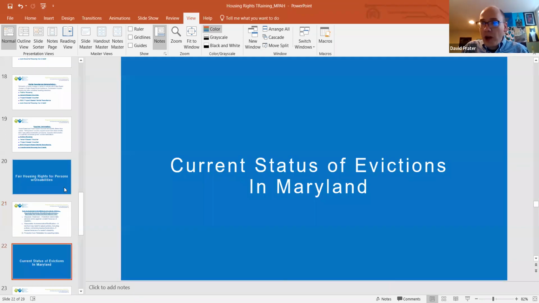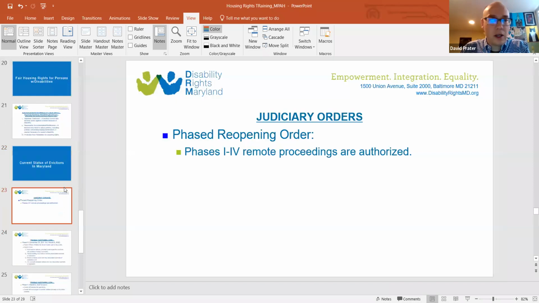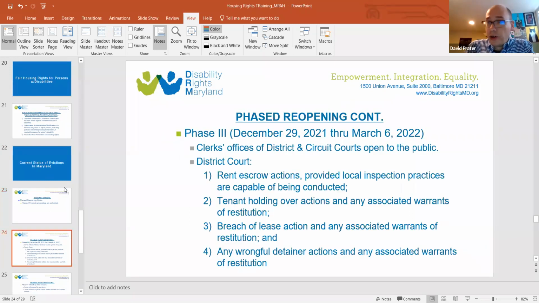So it's worthwhile just to briefly review what the current status of evictions is in Maryland. During COVID-19, the judiciary has gone through a number of phased reopenings to help mitigate the spread of COVID. Currently, we are in phase 3, and the district courts are hearing limited landlord-tenant matters.